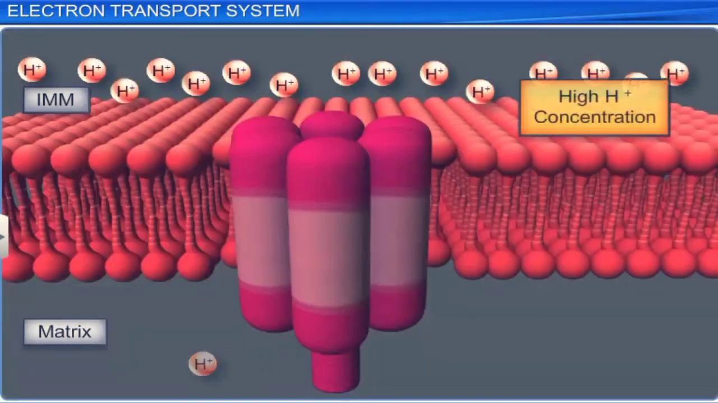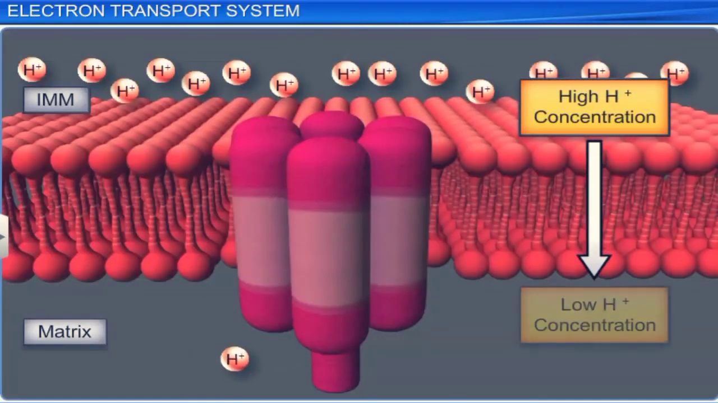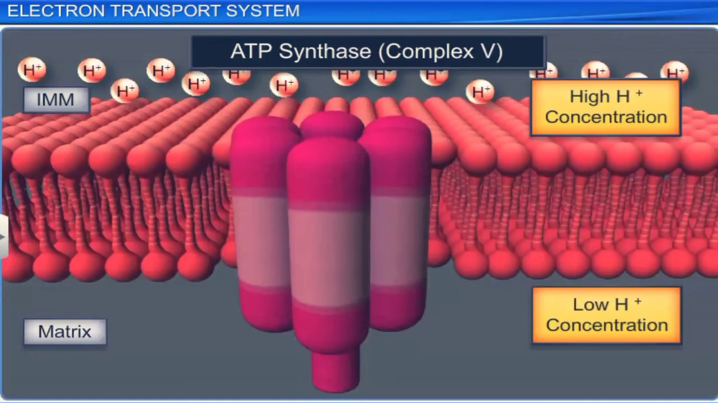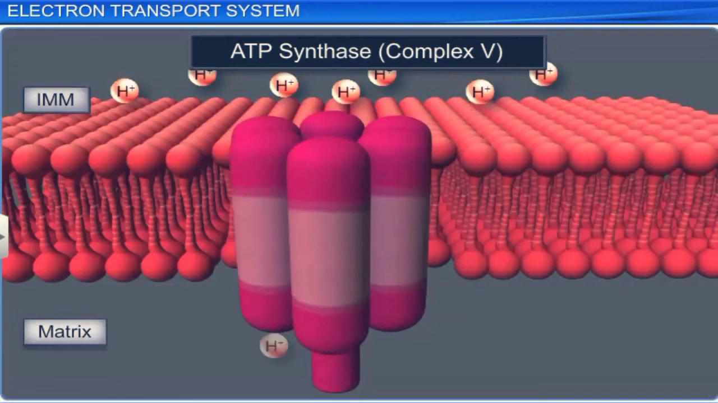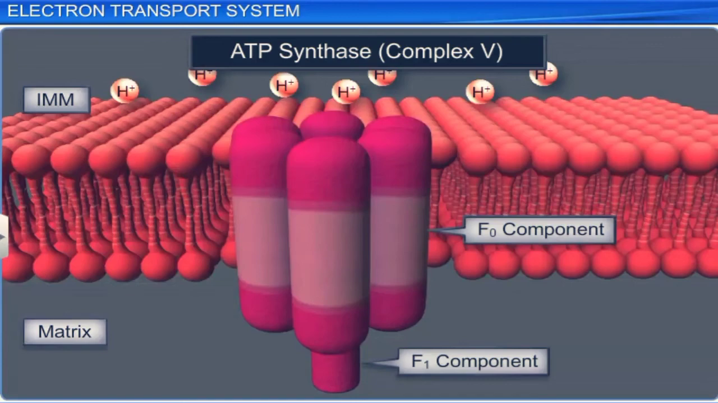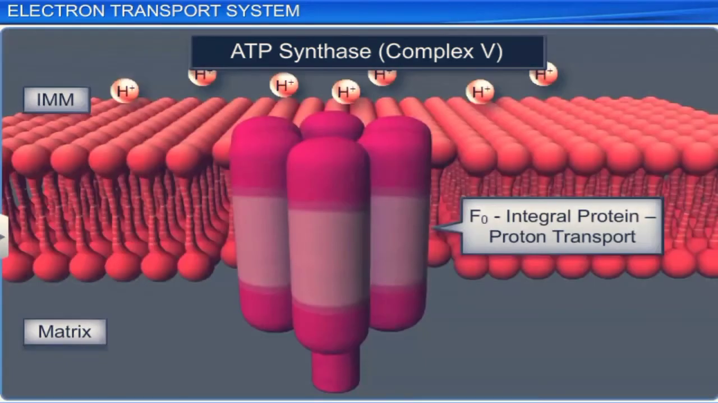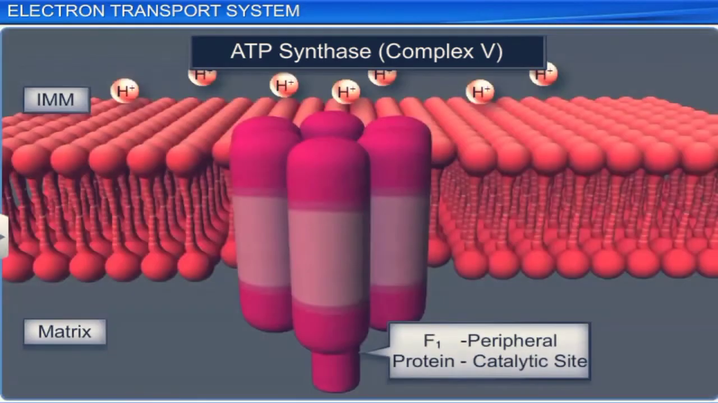The protons in the intermembrane space need to be pumped back into the mitochondrial matrix to maintain equilibrium. As the mitochondrial membrane is impermeable to protons, they are pumped through a membrane protein called ATP synthase, or complex 5. ATP synthase consists of two components, F0 and F1. While F0 is an integral protein that is used as a channel for proton transport, F1 is a peripheral protein and a catalytic site responsible for ATP synthesis.